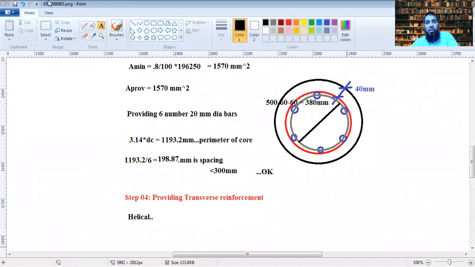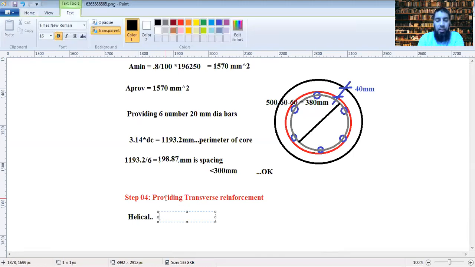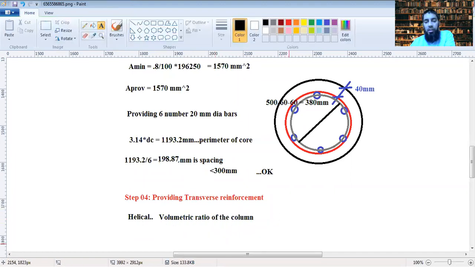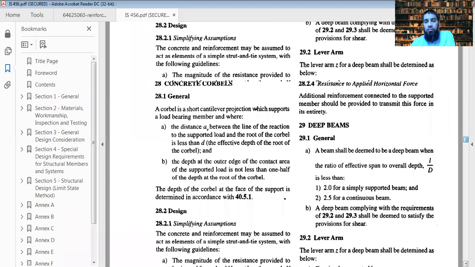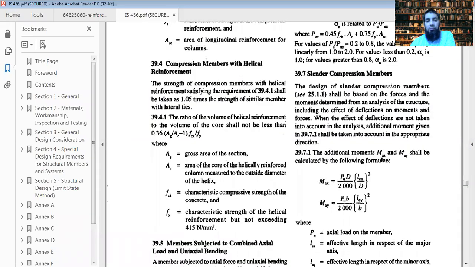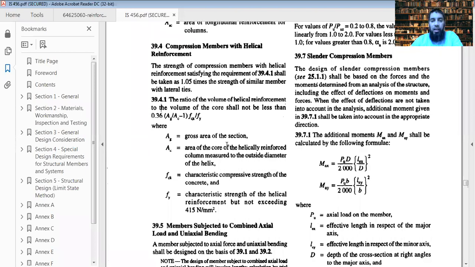Now what we'll do is first of all calculate the volumetric ratio of the column. Why do we need to calculate the volumetric ratio of the column? Because again, it's given in the code. For compression members with helical reinforcement, the ratio of the volume of the helical reinforcement to the volume of the core shall not be less than 0.36 (Ag/Ac minus 1) fck. This is page number 71 of the code. So this is the ratio of the volume of the helical reinforcement to the volume of the core.